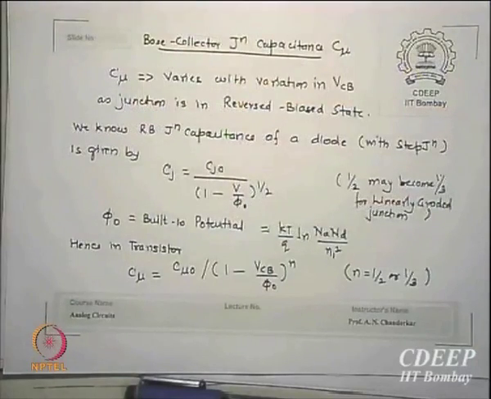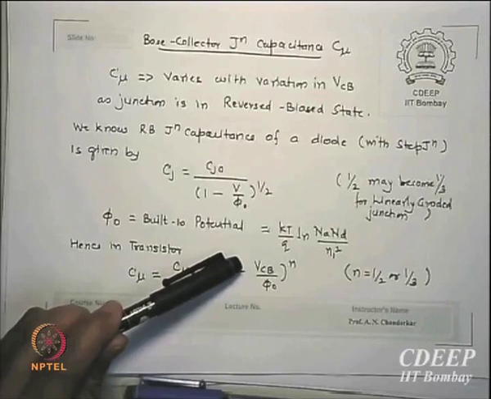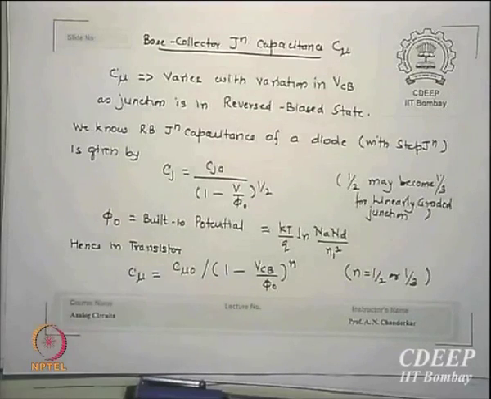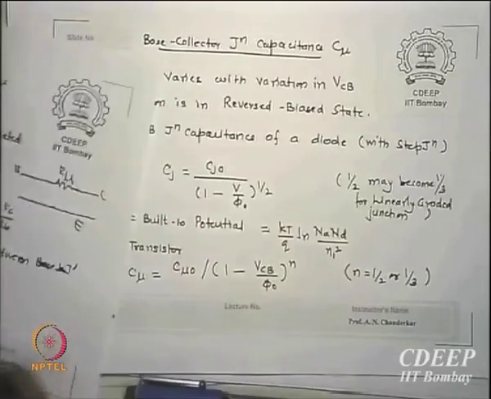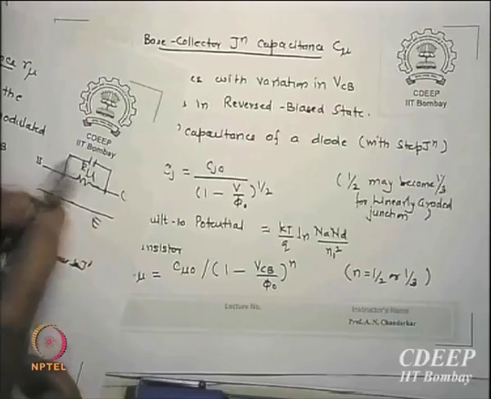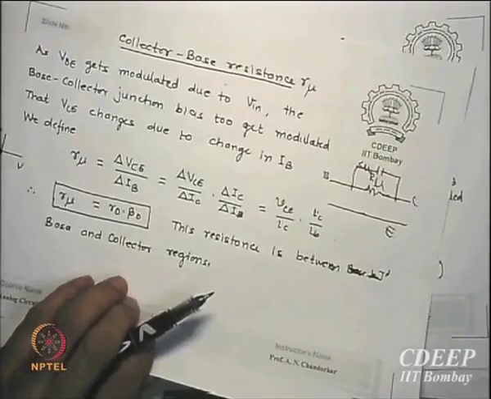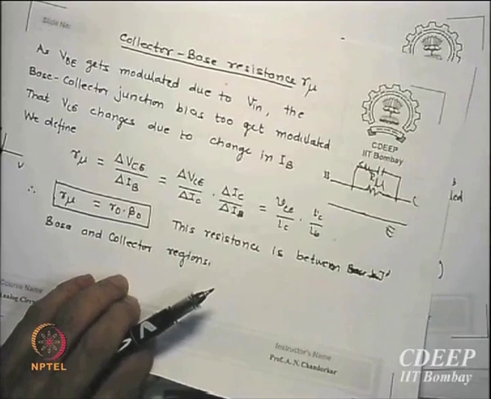Okay. So, if I am given C mu 0, I know phi 0, and I know the VCB I am applying, then I can get the C mu value. Is that clear, everyone? This is like a diode capacitance, nothing great. So, where will that diode capacitance sit? It will be across R mu. Is that clear? It will be across R mu.